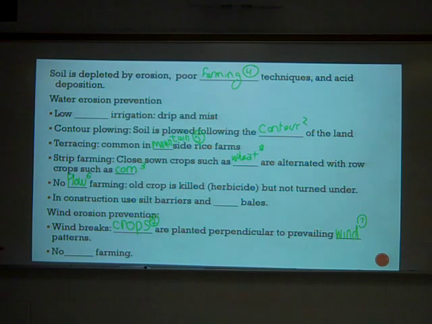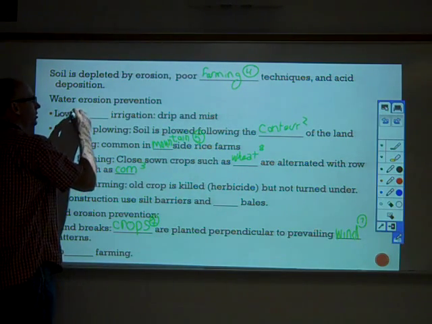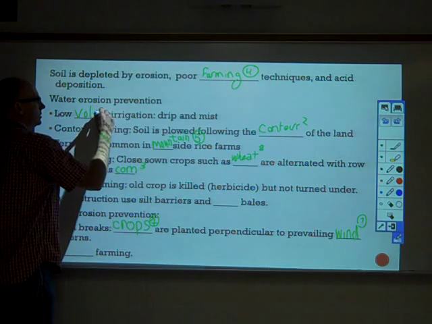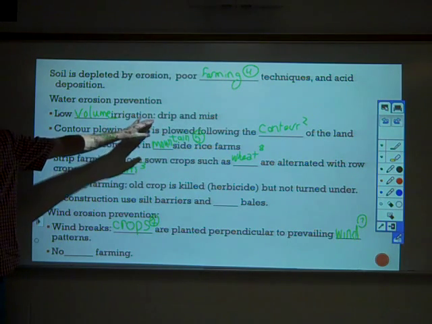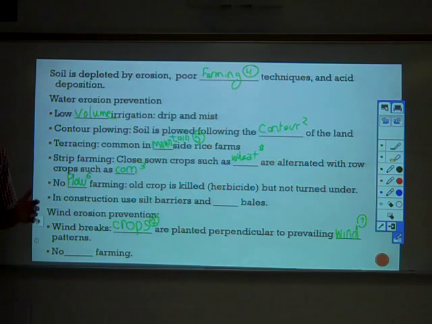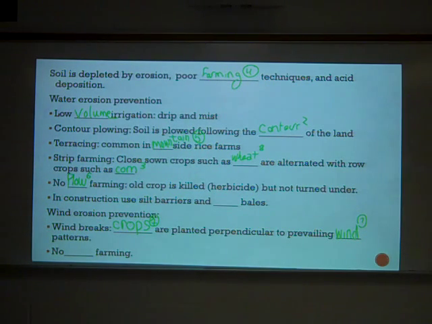So we'll look at water erosion first. To reduce the amount of erosion that happens from water, we want to reduce the amount of water that we're using. So we want to use low volume irrigation with a drip and mist system. One of the problems you have with low volume is that when you have low volume, you have increased pressure. It's a physical principle. We talked about that when we talked about water conservation. You don't want high pressure blasting the roots of your plants and washing the soil away that way.